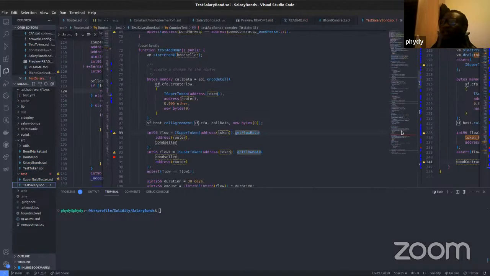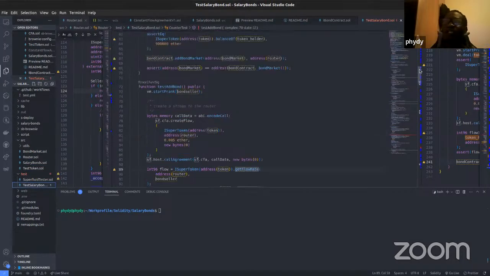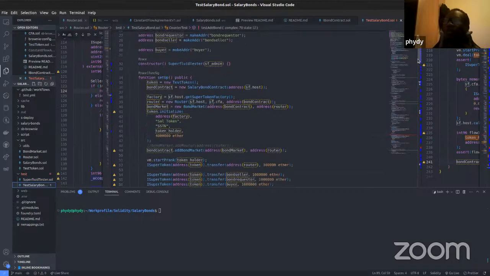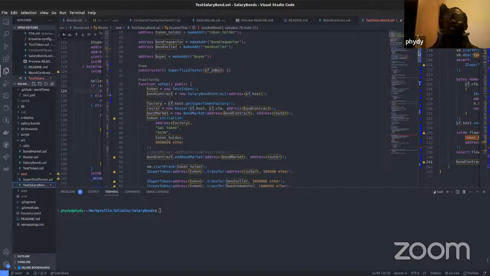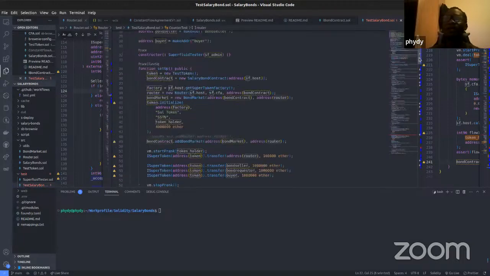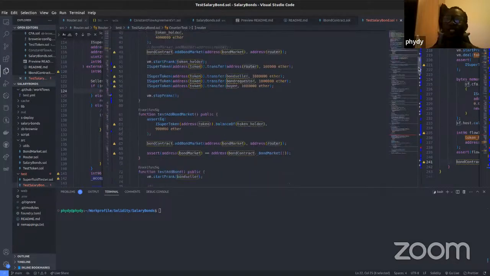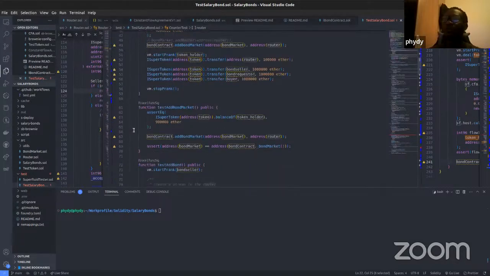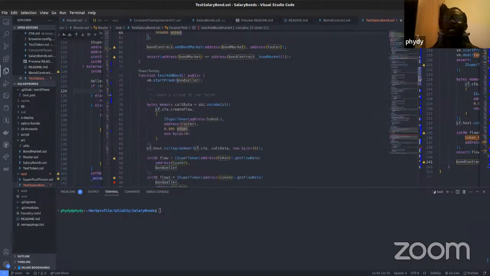In the tests, I used Foundry, and it's pretty straightforward for anyone going through the document on GitHub or anywhere else. We initialize all the contracts: the bond market, the bond contract, a sample test token, which is a pure super token, and a router, which we actually need. Then we set them up, and in the setup we're just testing adding at the market to ensure everything is working fine. That's not what we need right now. What we need is to test adding a bond.